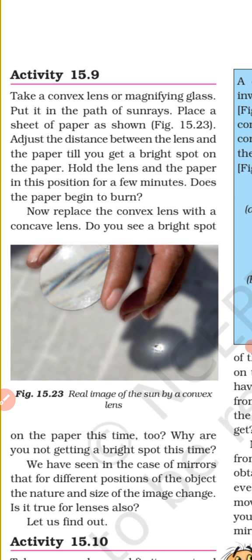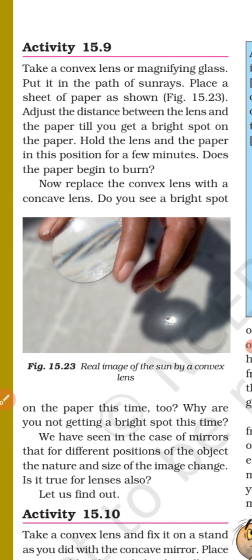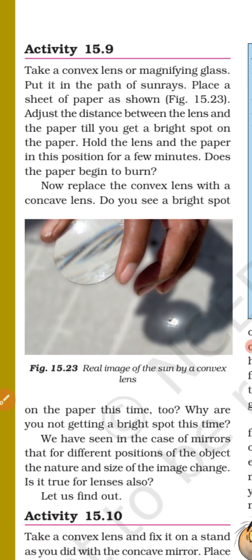So take a convex lens or a magnifying glass. If a magnifying glass is available with you, you can take it, because a magnifying glass is also made up of a convex lens. Put it in the path of sun rays. Place a sheet of paper as shown in figure 15.23, just like this.